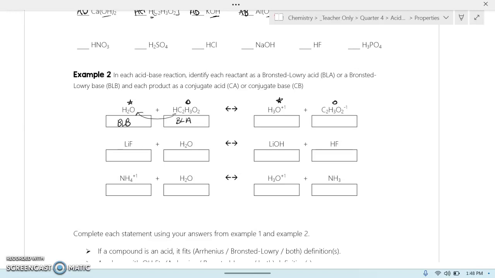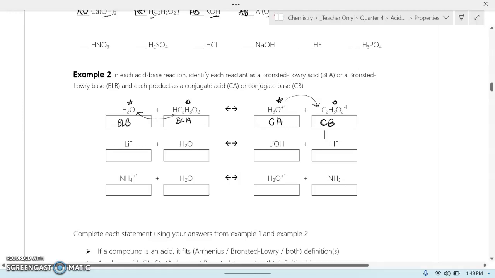And then we'll do the same thing. If we were to flip the reaction over and see, where did the hydrogen move now to get back to where we started, we're going to do the opposite. So our H3O, that's our conjugate acid. It's on this product side. And that would make this guy our conjugate base. So just look at where did the hydrogen move to get from one side to the other of the reaction.